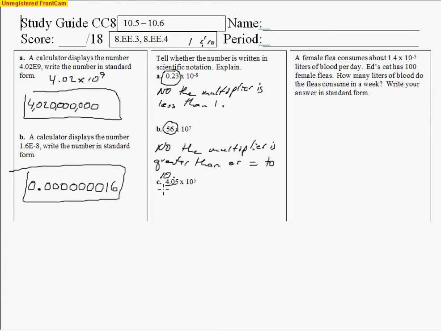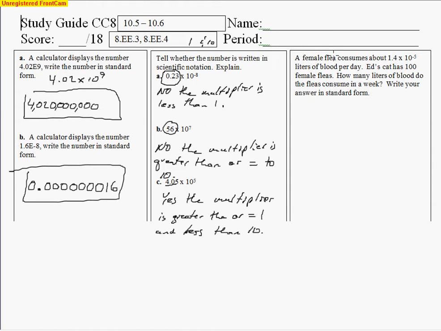This one is in scientific notation because the multiplier is, well, actually, I'll just go ahead and write it out. The multiplier is greater than or equal to 1 and less than 10. So it has to be a number that is either 1 or bigger but less than 10. That is the main thing for scientific notation.